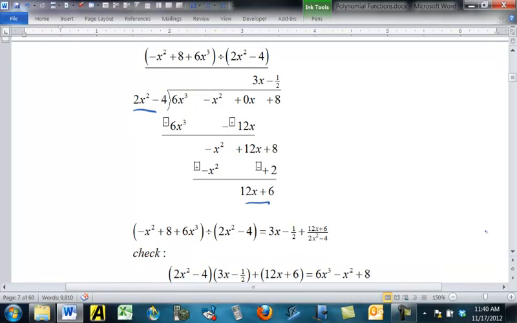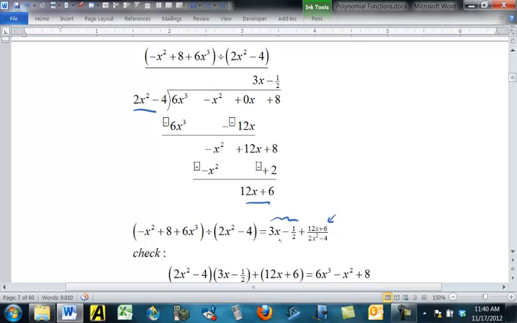So the quotient is 3x minus 1/2, and then the remainder is 12x plus 6. If we write it sort of in mixed number kind of form, we get a quotient of 3x minus 1/2 plus the remainder of 12x plus 6 over the divisor there. So these are actually equal as functions.